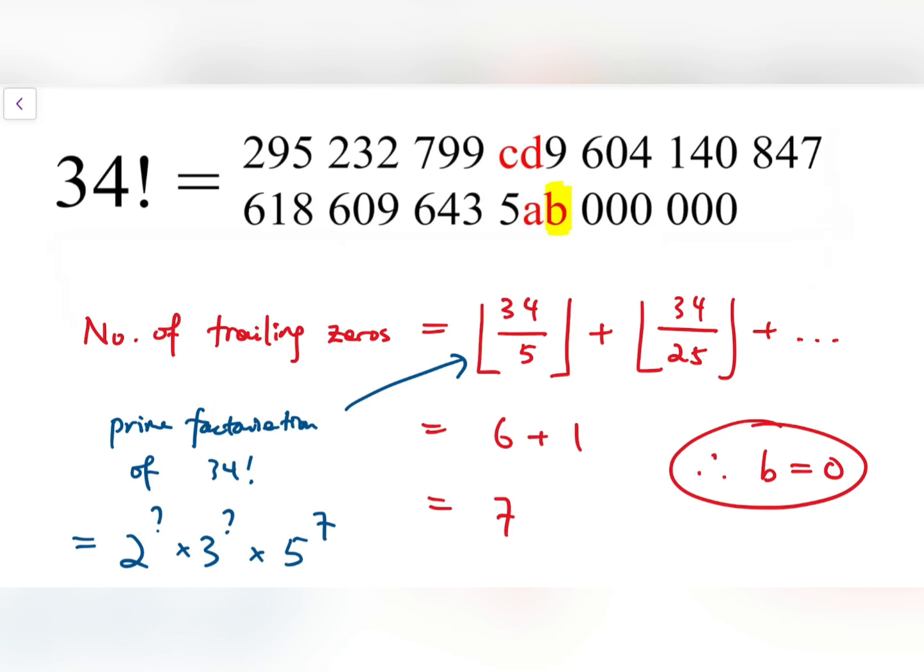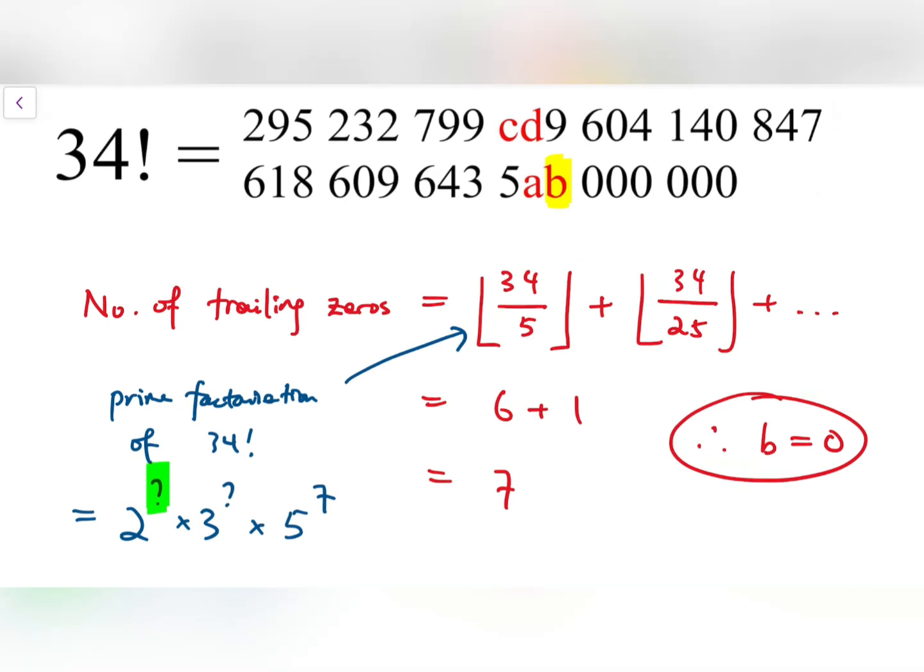So from this, we can at most produce 7 zeros because each 0 is actually produced by multiplying 2 by 5. But we must have powers of 2. The number over here, the index, must be larger than 7.